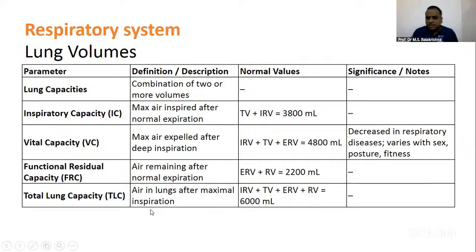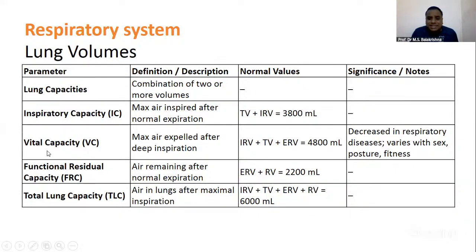So we'll read that now. First one is inspiratory capacity. This is nothing but the maximum air inspired after normal expiration. So I told you TIER. First one, T plus I. T is tidal volume, I is inspiratory reserve volume. Tidal volume is 500 ml and inspiratory reserve volume is 3300 ml. If you sum both of them, 3800 ml. So 1 plus 2 is inspiratory capacity.